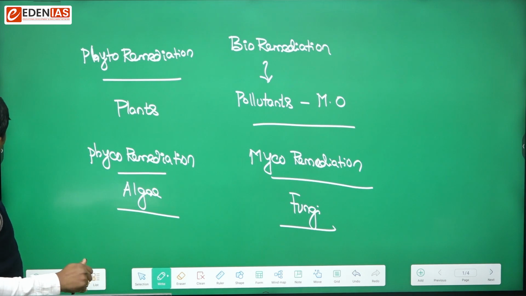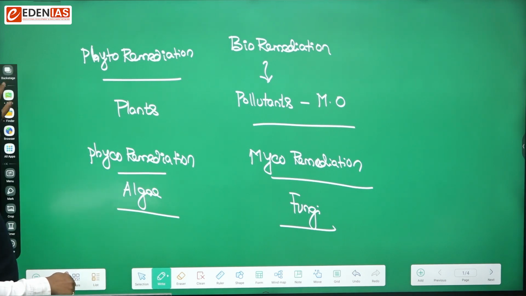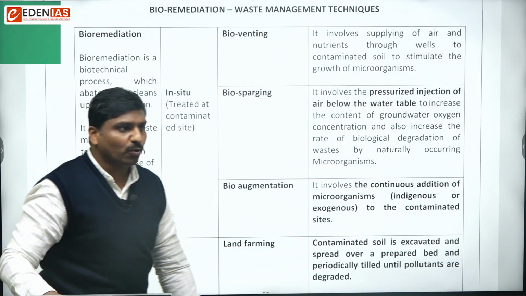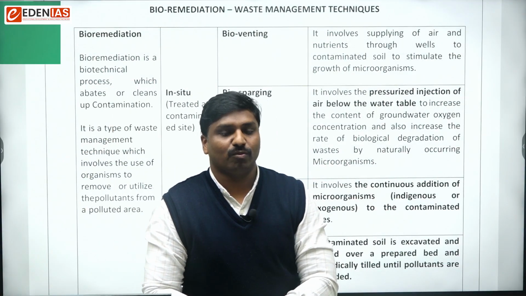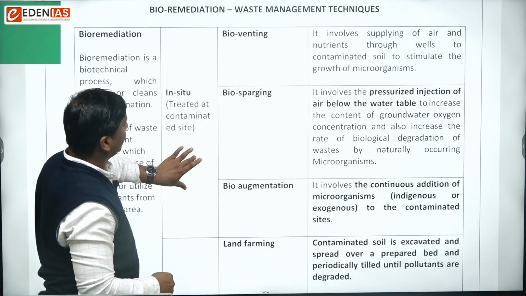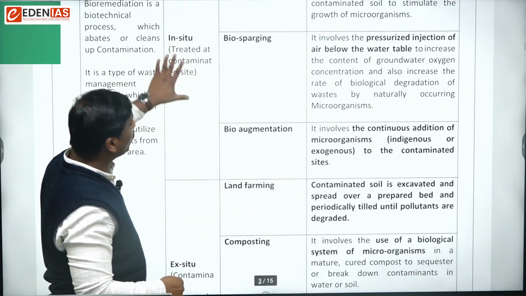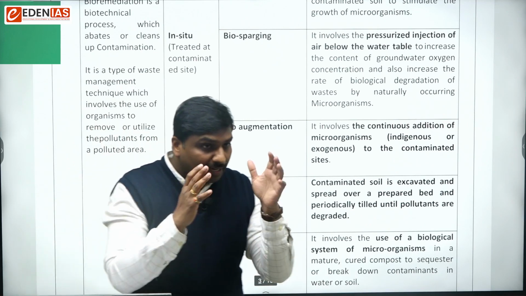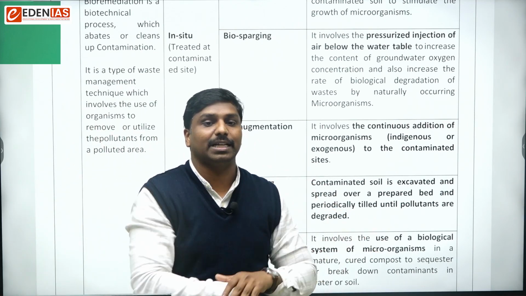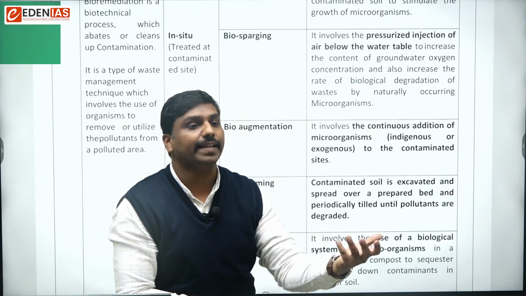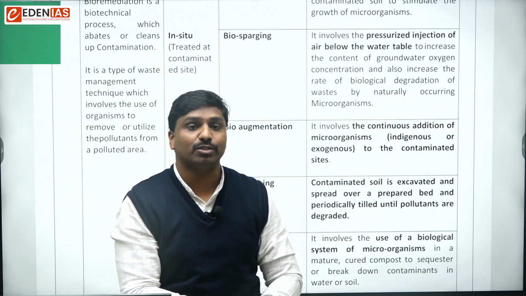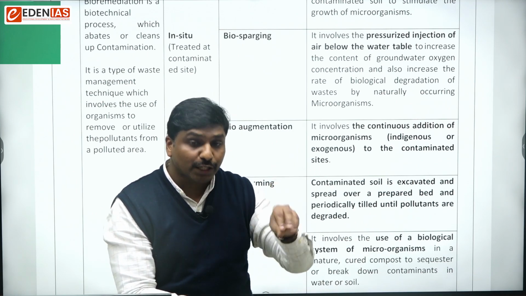So when we particularly talk about the methods of bioremediation, there are 2 methods. One is in situ methods and the other one is ex situ methods. What is the in situ method? In situ means when you treat a polluted area in that particular place only. That means on site, when you clear the pollution or remove the pollutants, that process is known as in situ bioremediation.